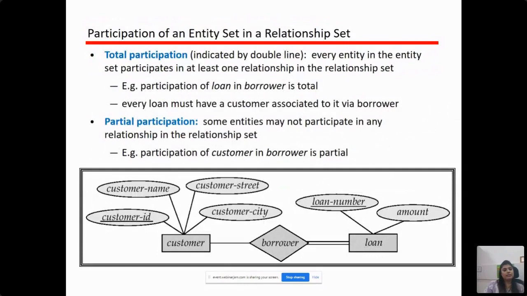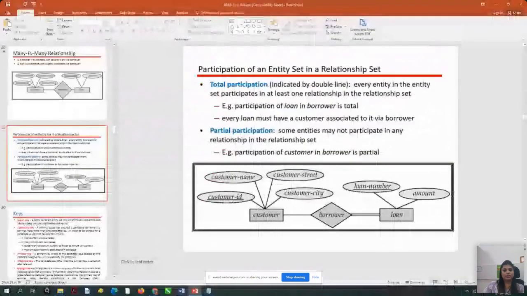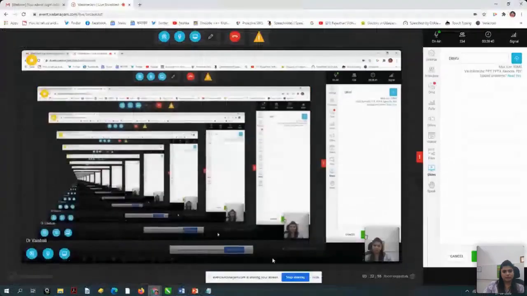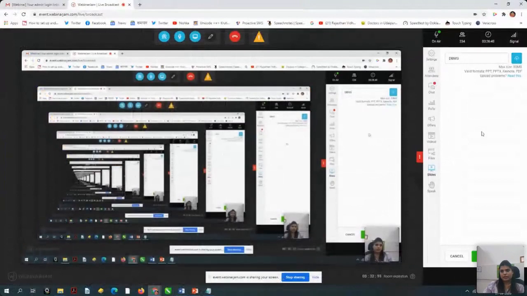Next thing which comes in is the total participation and the partial participation. If there are any queries or any doubts, you may write in the chat box also.